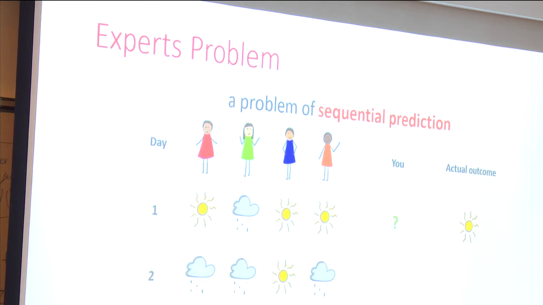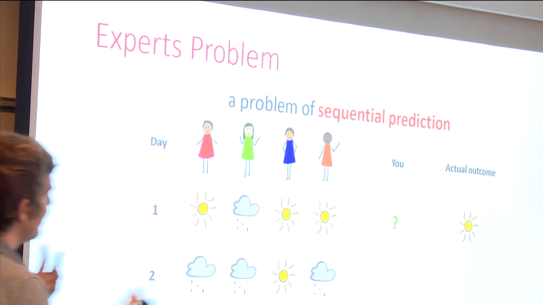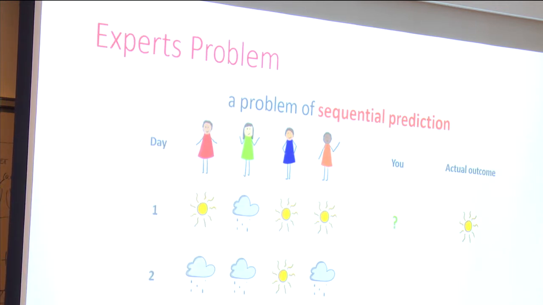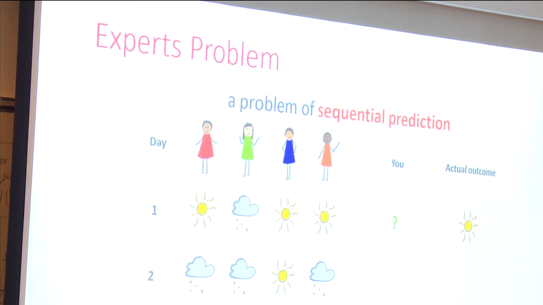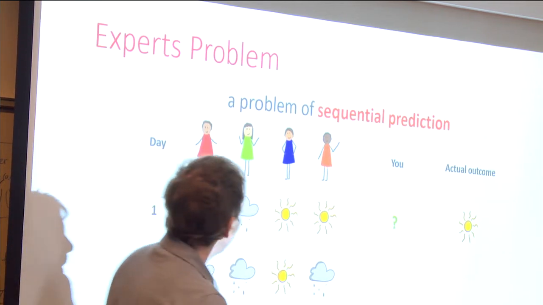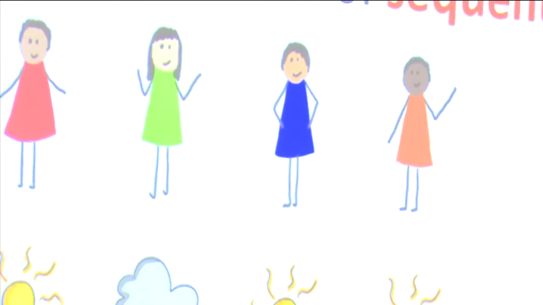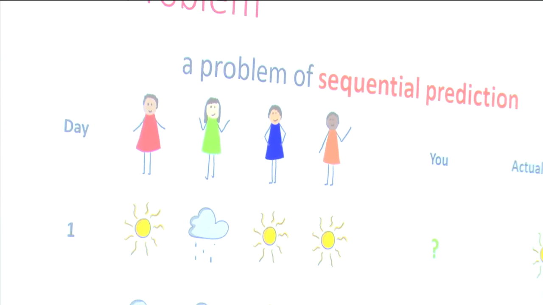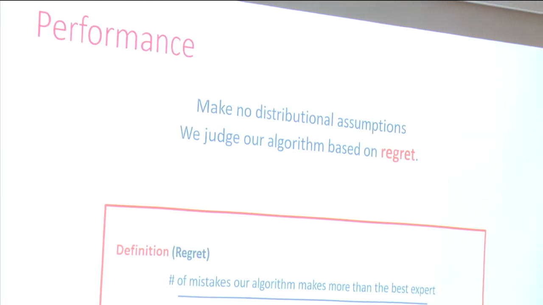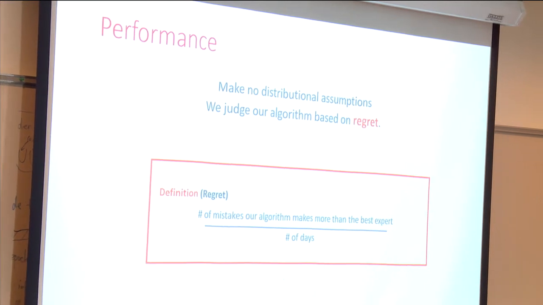Then you move on to day 2, and you see the expert predictions again. And maybe you use some information about the past. Maybe some experts might be less reliable than others, and you might not pay as much attention to them. You have some algorithm, and you use that algorithm to make your next prediction. And then you see the actual outcome, and so on. So this repeats for some number of days. We want to make the correct prediction on as many days as possible.